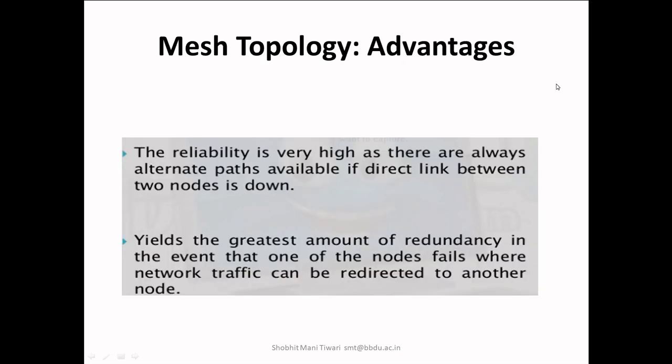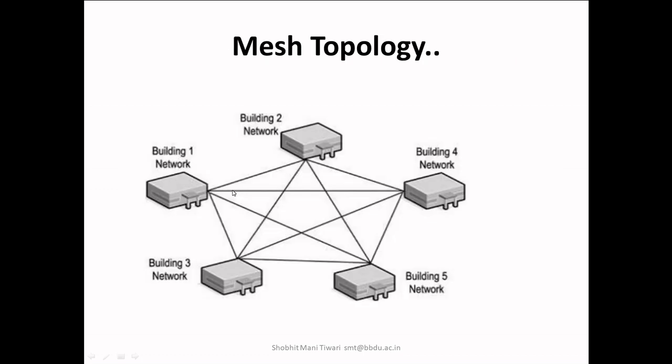Now these are the advantages. Reliability is very high, alternative paths are available, hence it is very easy for network transmission in case a node fails, and it can be verified. Suppose the direct link from building 1 to building 4 fails, then from building 1 to building 4 we have many other different paths through which communication can be established.